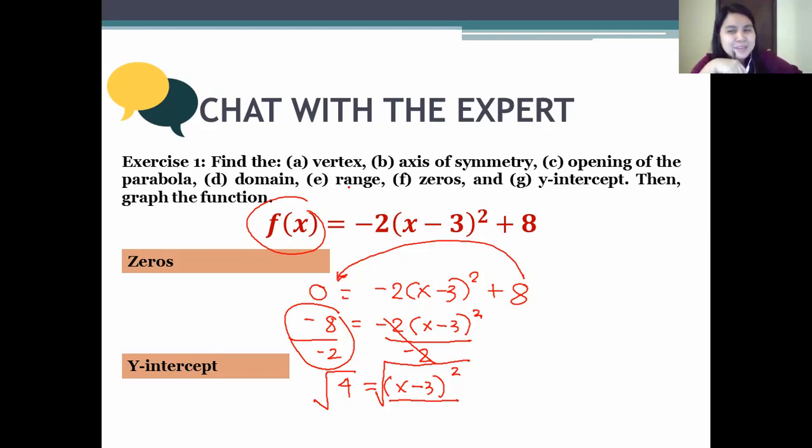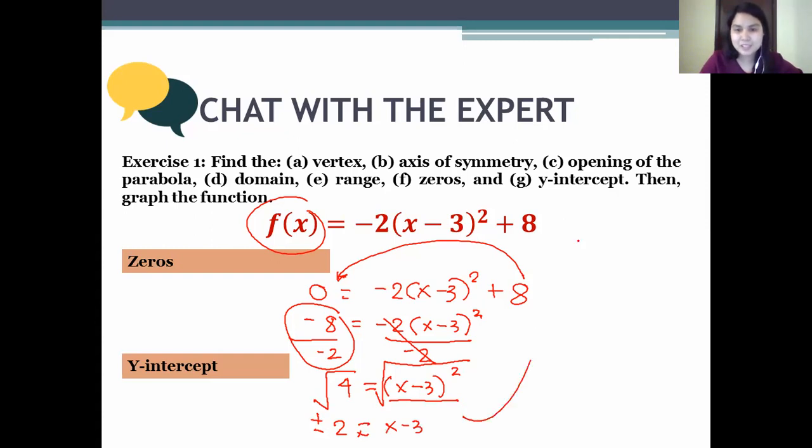There is something missing. Is it only 2? Oh, very good, Ali. It should be 2 and negative 2. Remember, plus and minus 2. The other one is x minus 3.